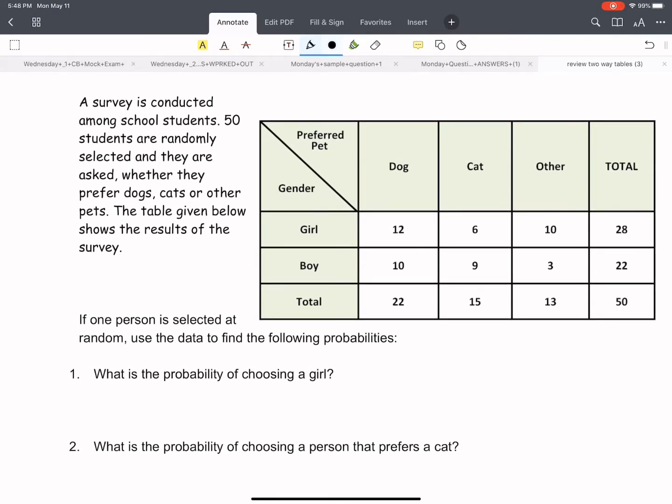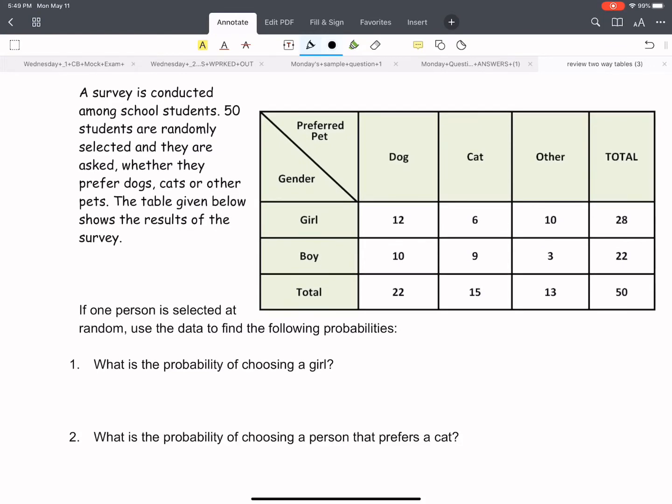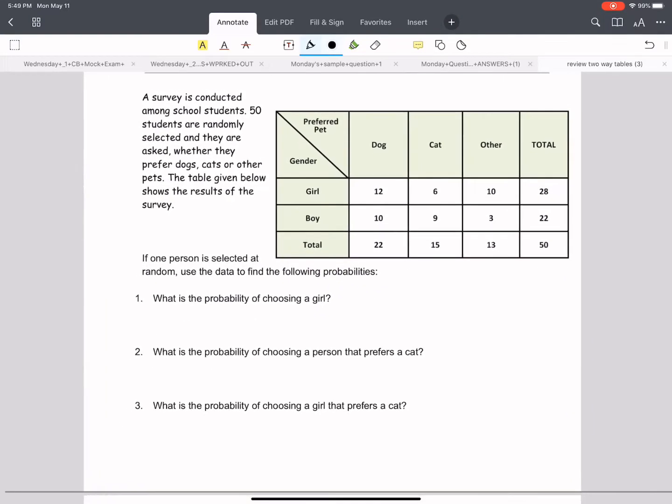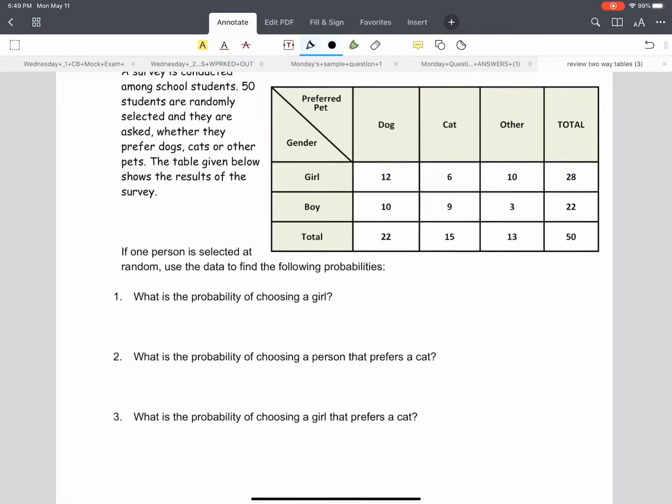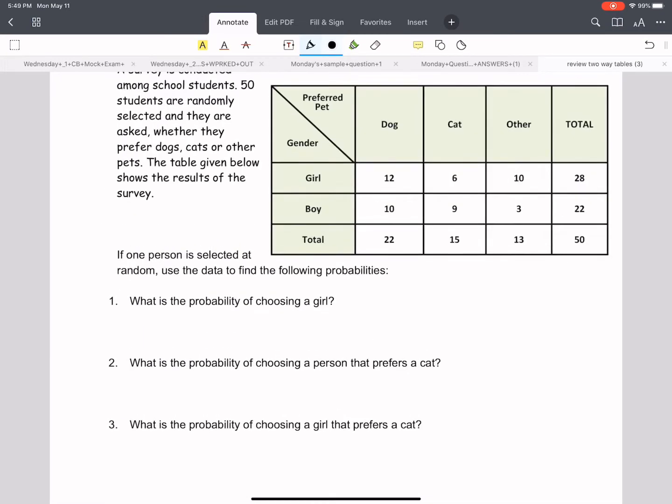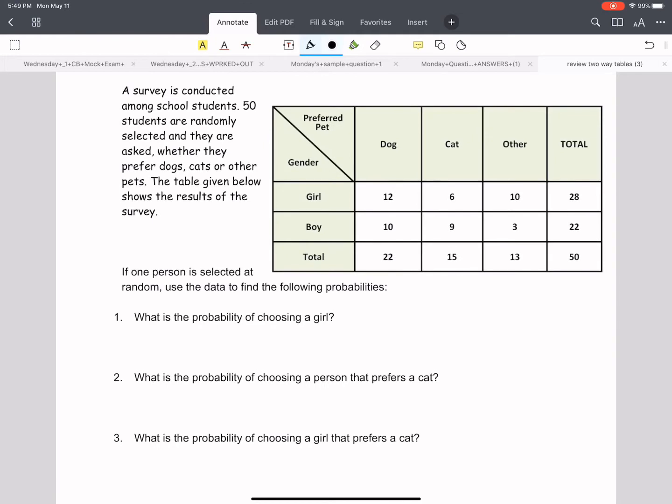Okay, so here you have this situation. A survey is conducted among students. There are 50 of them, and they are randomly selected and asked what they prefer: dogs, cats, or some other pet. So the table gives the results. So we're going to be analyzing this. So first things first. What is the probability of choosing a girl?